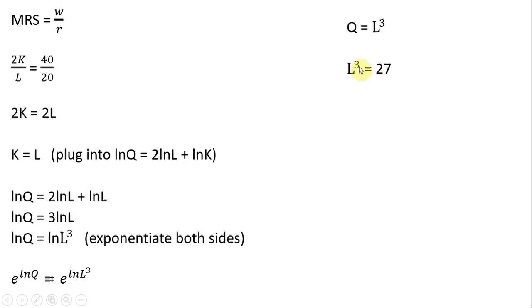And now we want to get rid of this L to the third, so we're going to raise both sides to the 1/3 power. Raising both sides to the 1/3 power, the left hand side is just L now, and 27 to the 1/3 is just 3. Since K equals L, as we saw earlier, K will also equal 3. And that is our cost minimizing input mix.